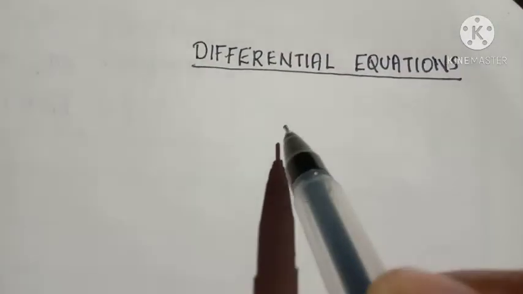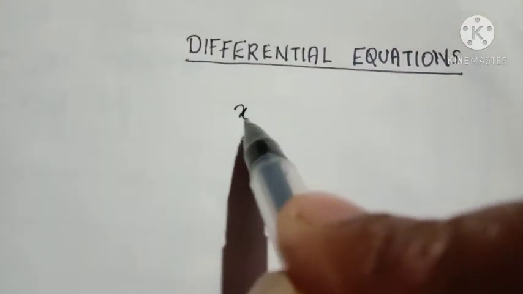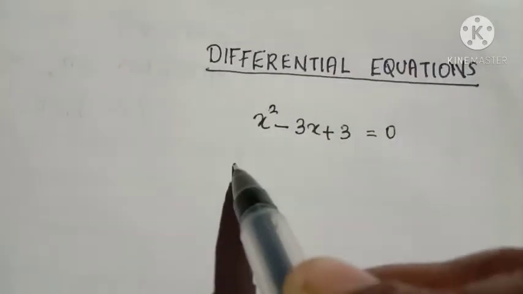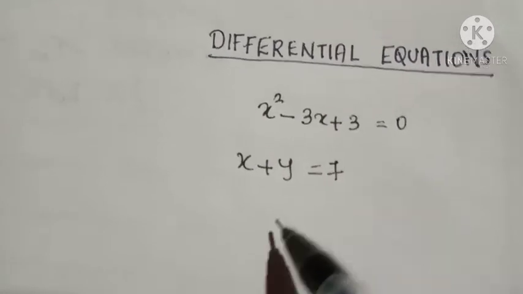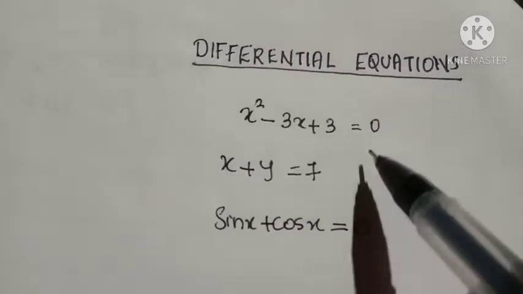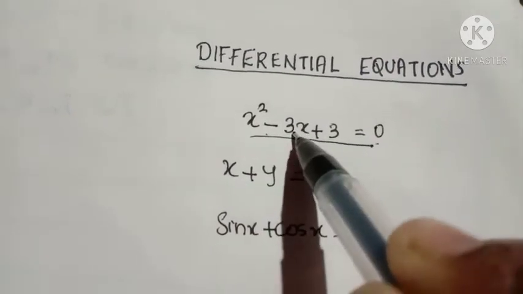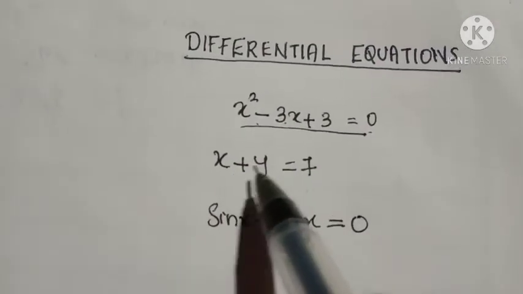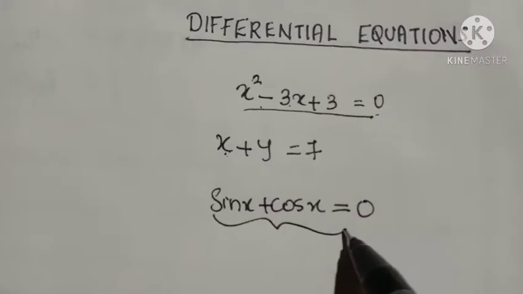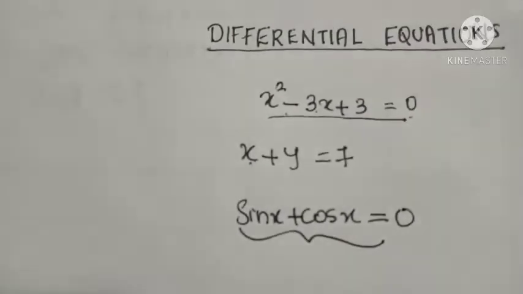Differential equations. We are already familiar with equations of the type x square minus 3x plus 3 is equal to 0, then x plus y equal to 7, or sin x plus cos x is equal to 0. This is a quadratic equation in variable x, this is a linear equation in two variables x and y, and this is a trigonometric equation. These equations we already know.